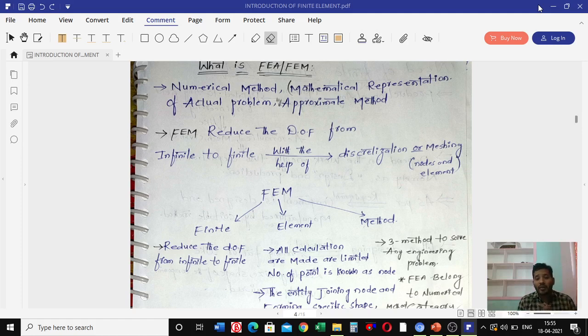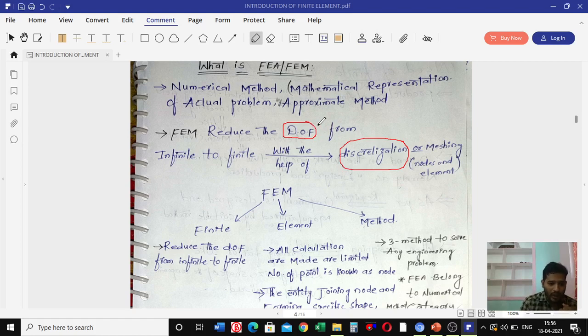The finite element method is mainly used to reduce the degree of freedom from infinite to finite with the help of discretization, or meshing, into nodes and elements. So first of all we are going to discuss the degree of freedom. What can we say about the degree of freedom?